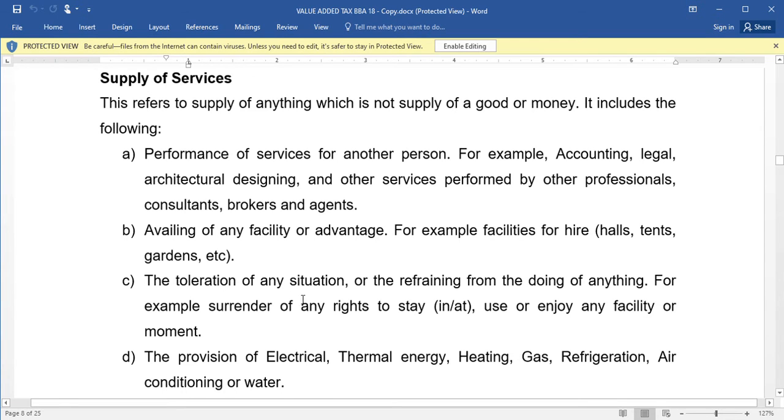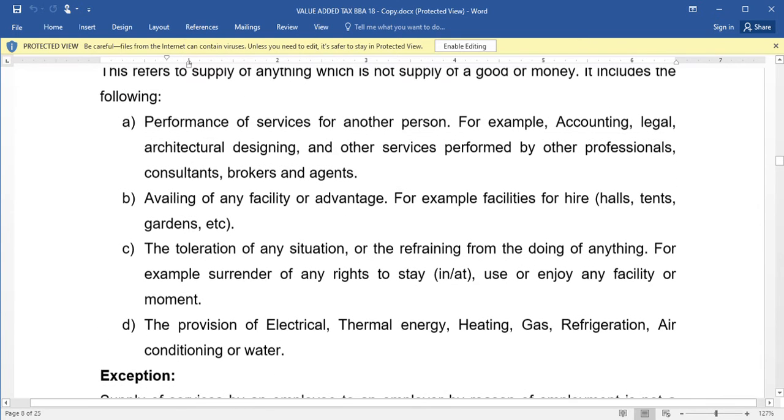Then toleration of any situation or refraining from the doing of anything. For example, surrender of any right to stay in or use or enjoy any facility at a moment. Instead of you using maybe your house for staying in, you can decide to give it to someone else to use it. That is known as supply of a service. Then provision of electrical, thermal energy, heating, gas, refrigeration, air conditioning, or water is also known as supply of a service.